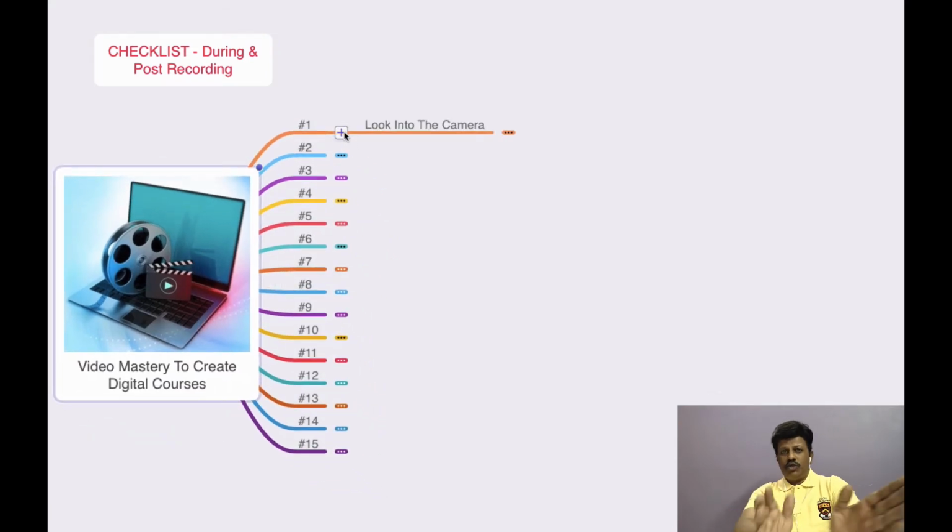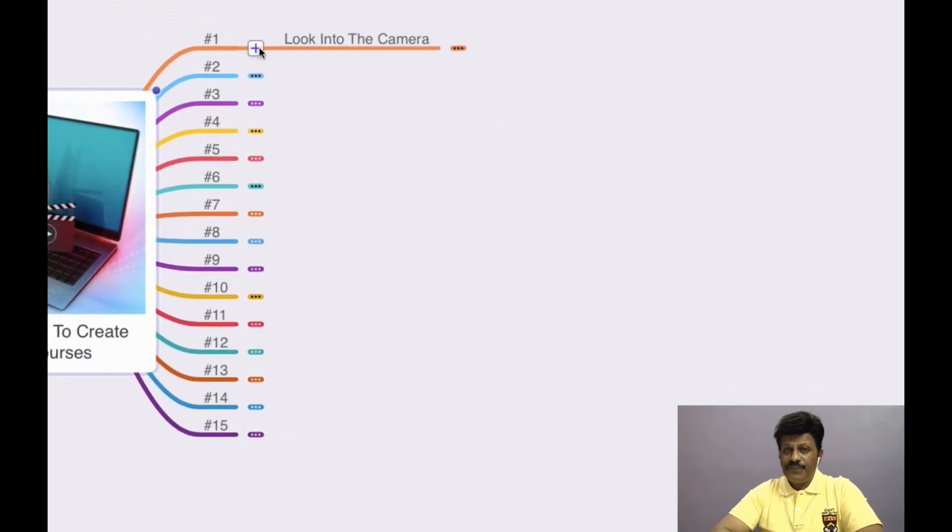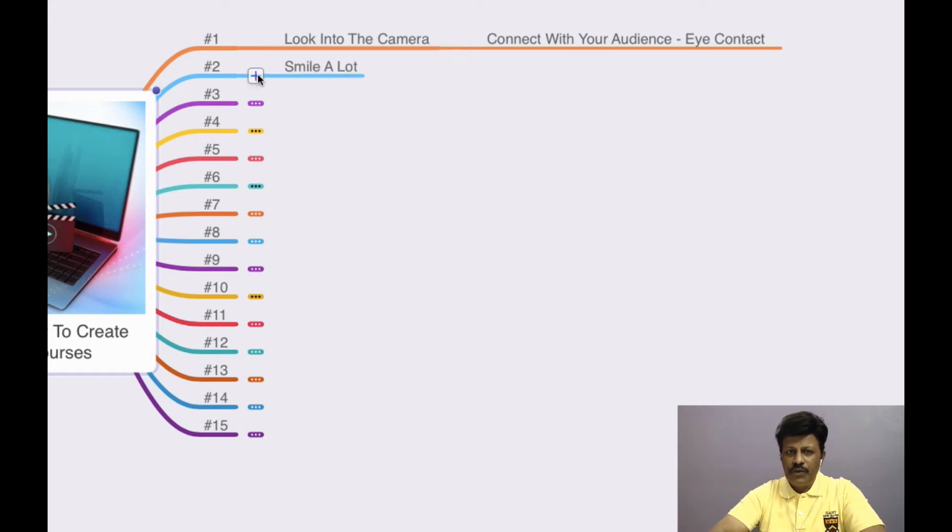All right, so you've got this already prepared and ready. One of the key things is look into the camera. Eye contact, resonate, connect with the audience. Very important. Smile a lot as far as possible. Be cheerful because nobody has time and mood unless you're sharing breaking news, which is sad information.